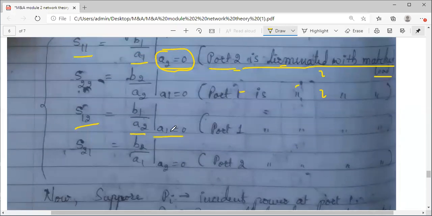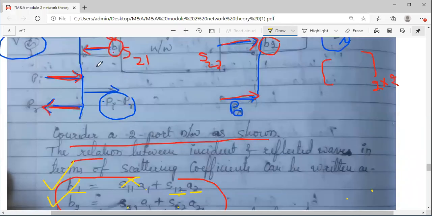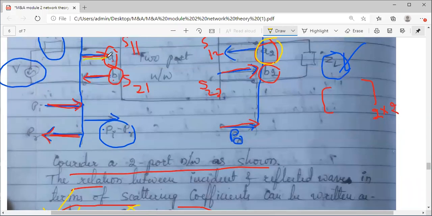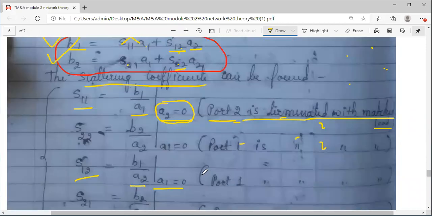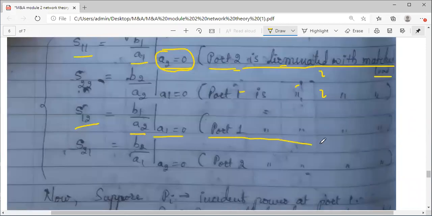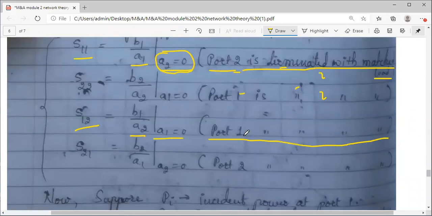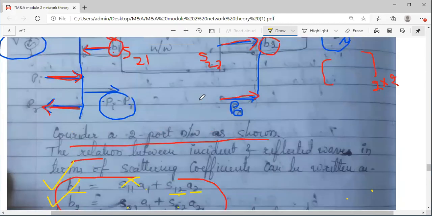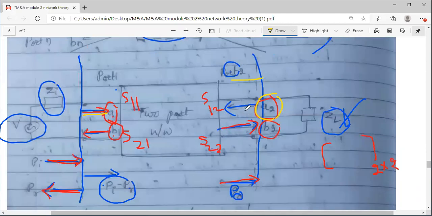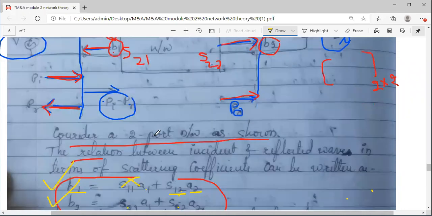What is the meaning of A1 equal to 0? A1 is your incident wave at port 1. So port 1 is terminated with the matched load. Matched load indicates what? Perfect absorption, no reflection. So if your A2 is 0, it is completely getting absorbed. Similarly, A1 equal to 0 means it is completely getting absorbed.